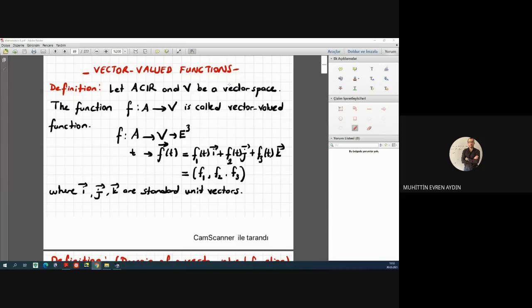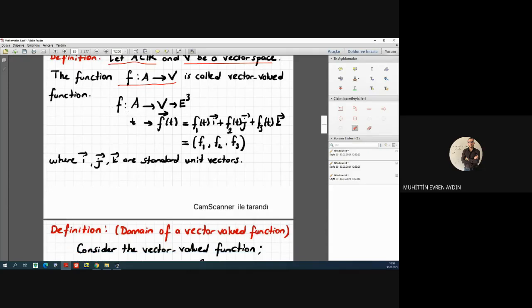Hi, today I'm going to talk about vector valued functions. Let's first define this kind of function. For this, we have a subset of real numbers, and we have a vector space, and the function f from A to V is called a vector valued function, and we may show a vector valued function in this form or equivalently in this form.